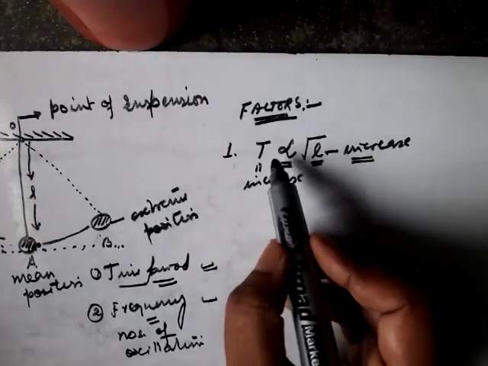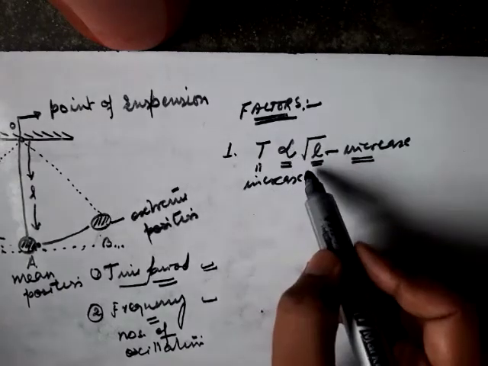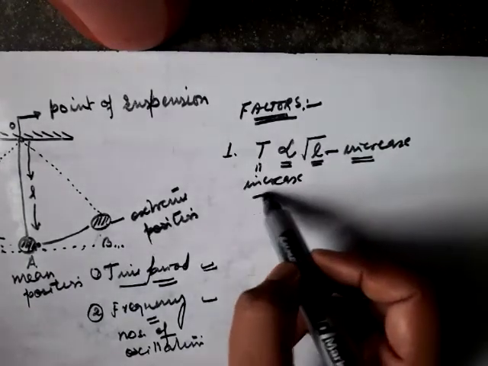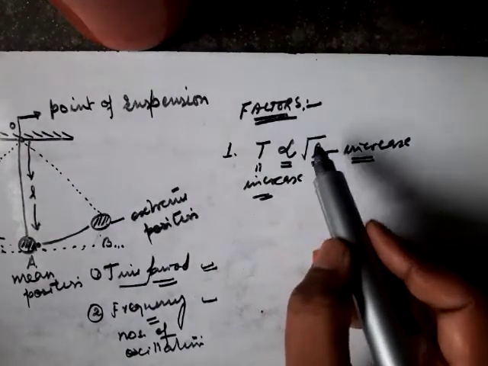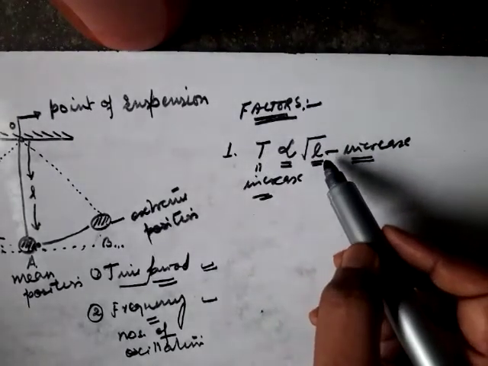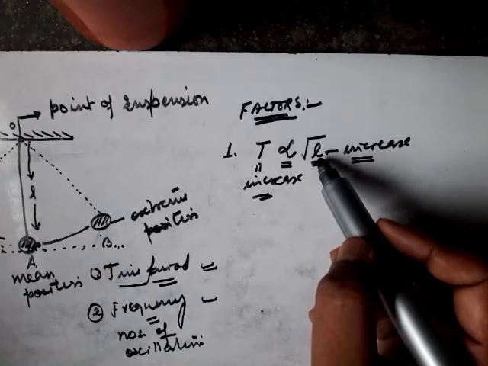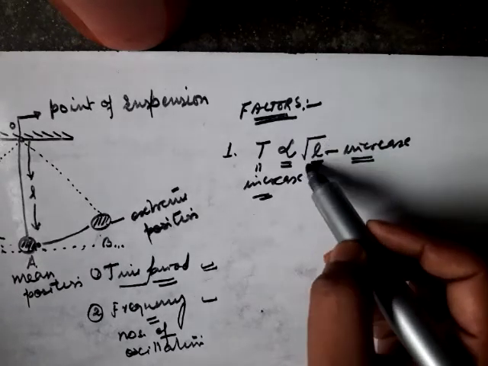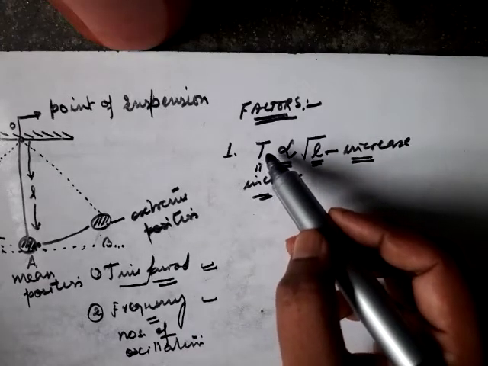And we have also discussed that the time period is directly proportional. Directly proportional means whenever we increase the effective length, the time period will also increase. But here the condition is a square root, which means the time period varies as the square root of the length. Whatever the effective length of the simple pendulum is, the time period will behave in that manner by taking the square root.